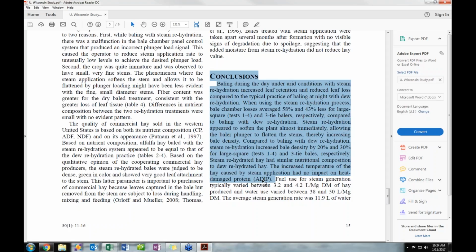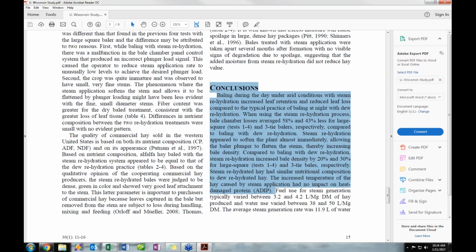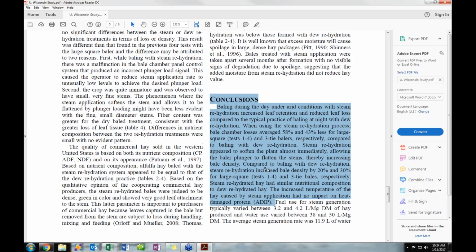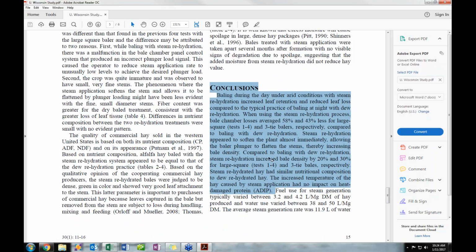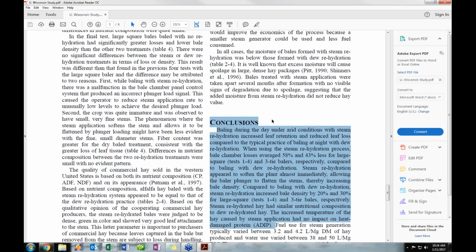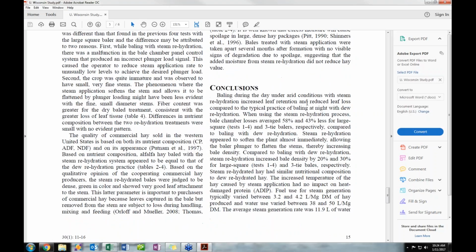In parentheses, you see this ADIP. ADIP is actually defined further up in the article, and it talks a lot about how steam has the potential to impact the protein and feed value, but that it does not affect it, and they did a lot of analysis on that. So the conclusions are in the study, and we rely on that study as one of the most definitive reasons why we're able to increase bale density, and it's because it just does. The steam does do a good job baling hay.